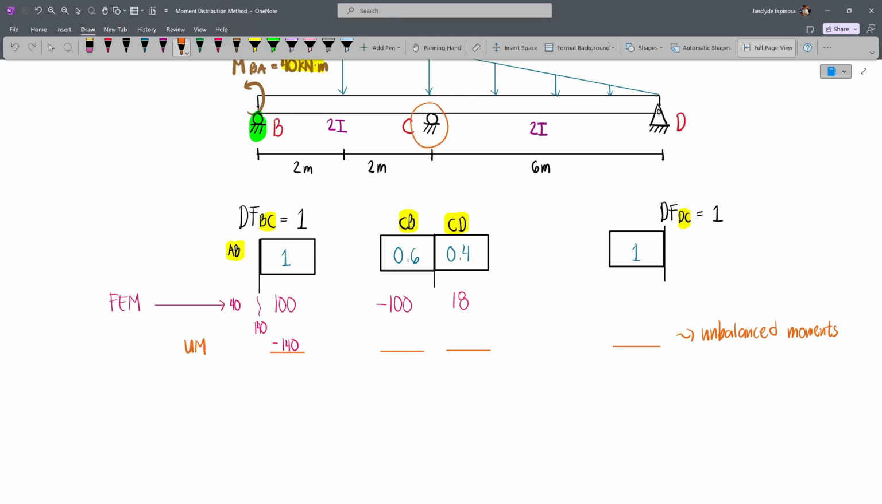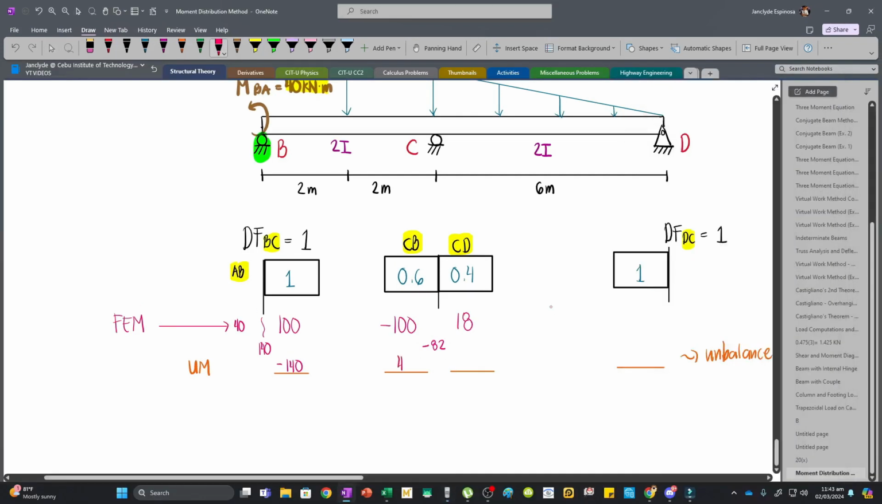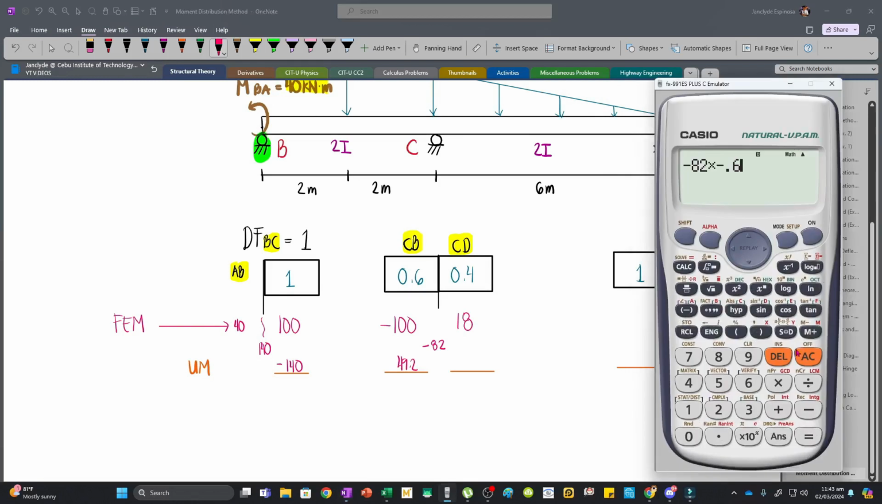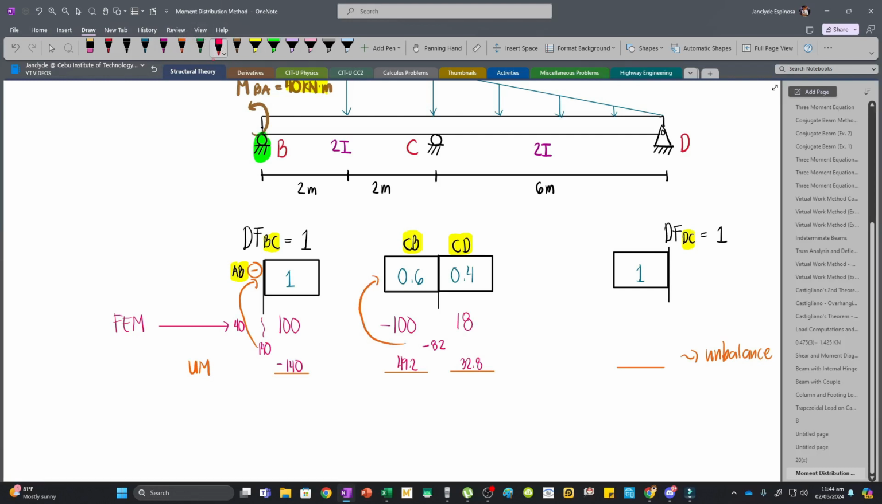And then for joint C, we have minus 100 plus 18, that will give us minus 82. And then negative 82 times negative 0.6 will give us 49.2. And then multiplying by negative 0.4, we have 32.8. Again, we are multiplying the sum by the negative of the DF. And by the way, the FEM here got erased. This is supposed to be negative 12. And so negative 12 times negative 1 will give us positive 12. And so this is plus 12.